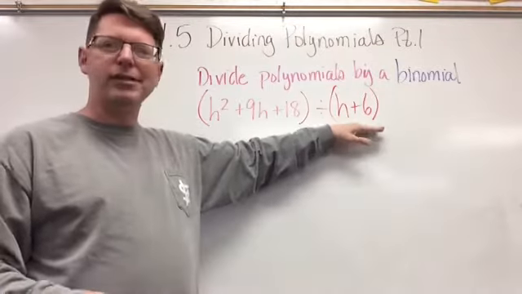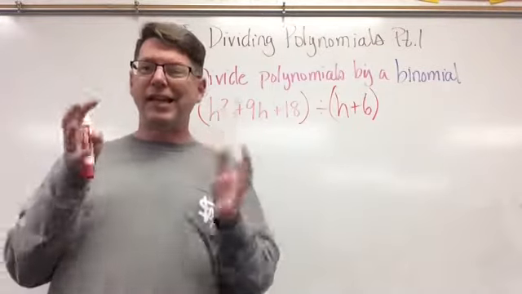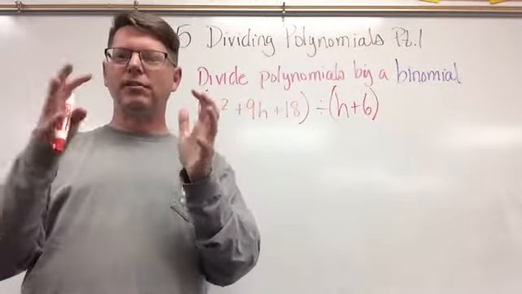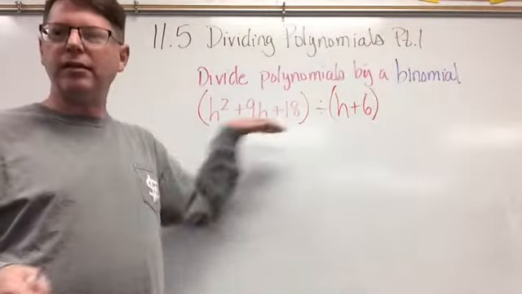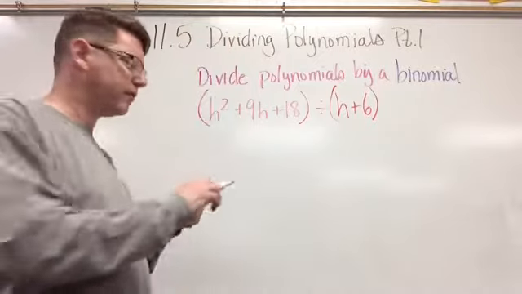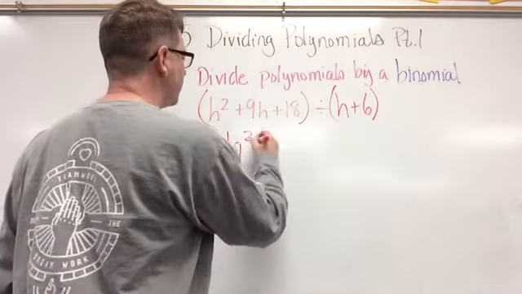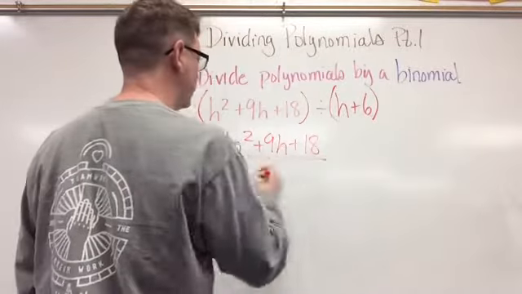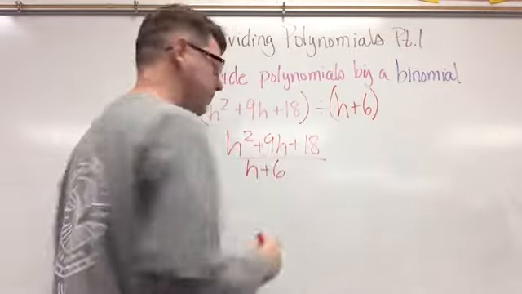Okay? This h plus 6 is in parentheses, so it has to stay as its own unit. It cannot be separated into h and 6. It stays together as h plus 6. So I'm going to rewrite this again in what looks like fraction form. So I have h squared plus 9h plus 18 over h plus 6.